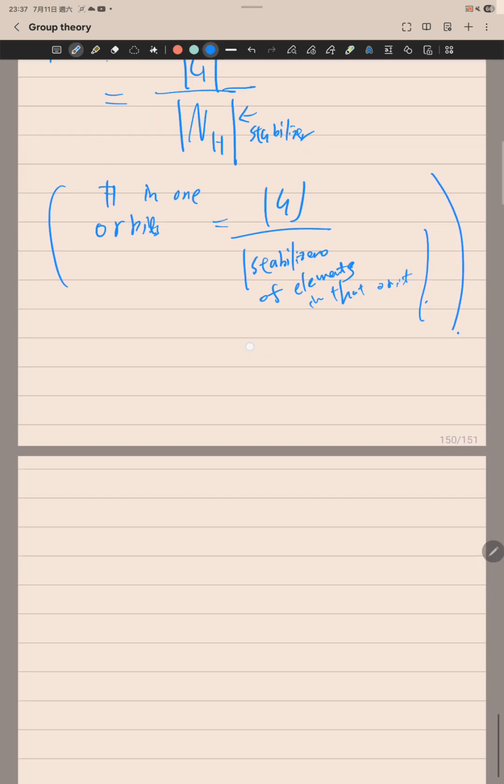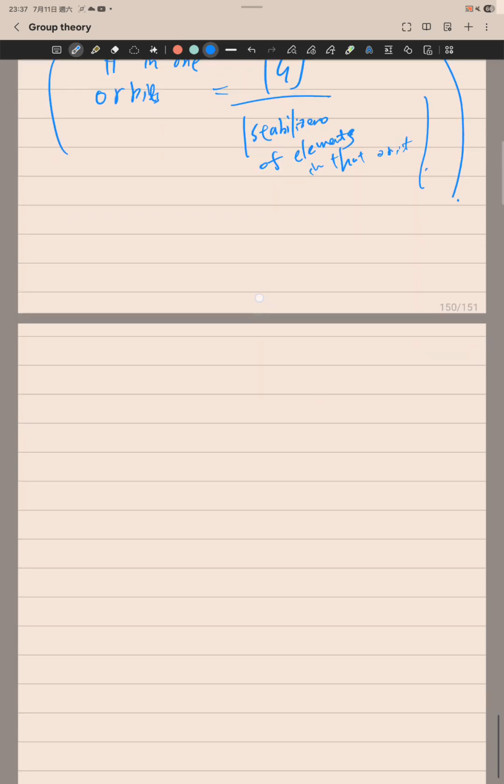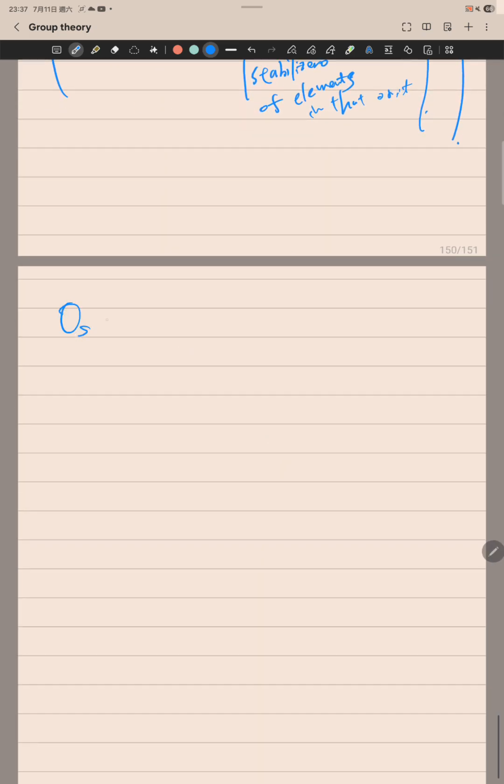Now previously we proved the orbit formula. Let me just write down: the size of the orbit of S is the size of G divided by the size of the stabilizer G_S. This is the stabilizer, which is the set of g belonging to G such that gS equals S.